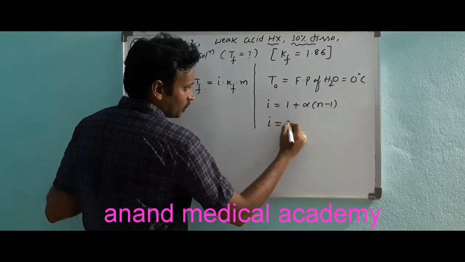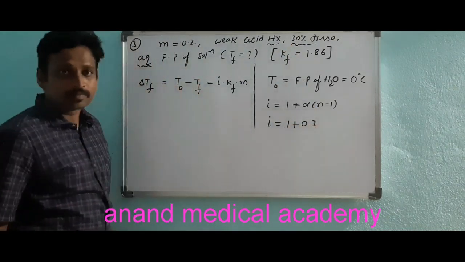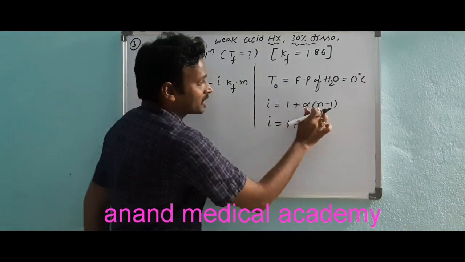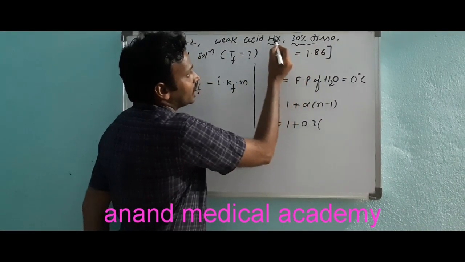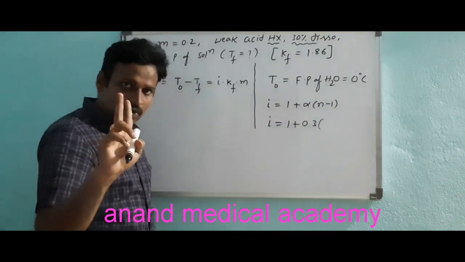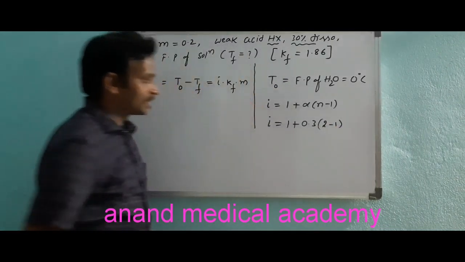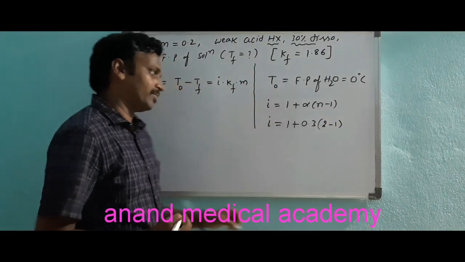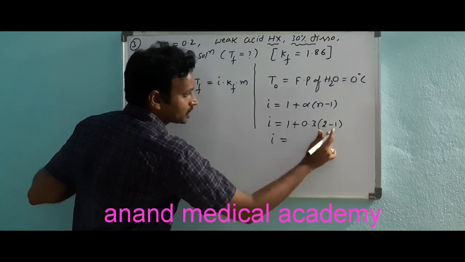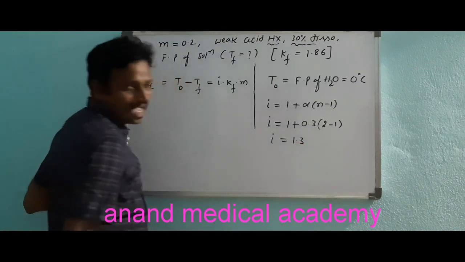So i is equal to 1 plus 0.3 into the number of particles. n means number of particles, I told you. See here, HX will dissociate as H plus and X minus, so n value is 2. So 2 minus 1, like this. So i is equal to how much? It is 1 plus 0.3, which means it is around 1.3.